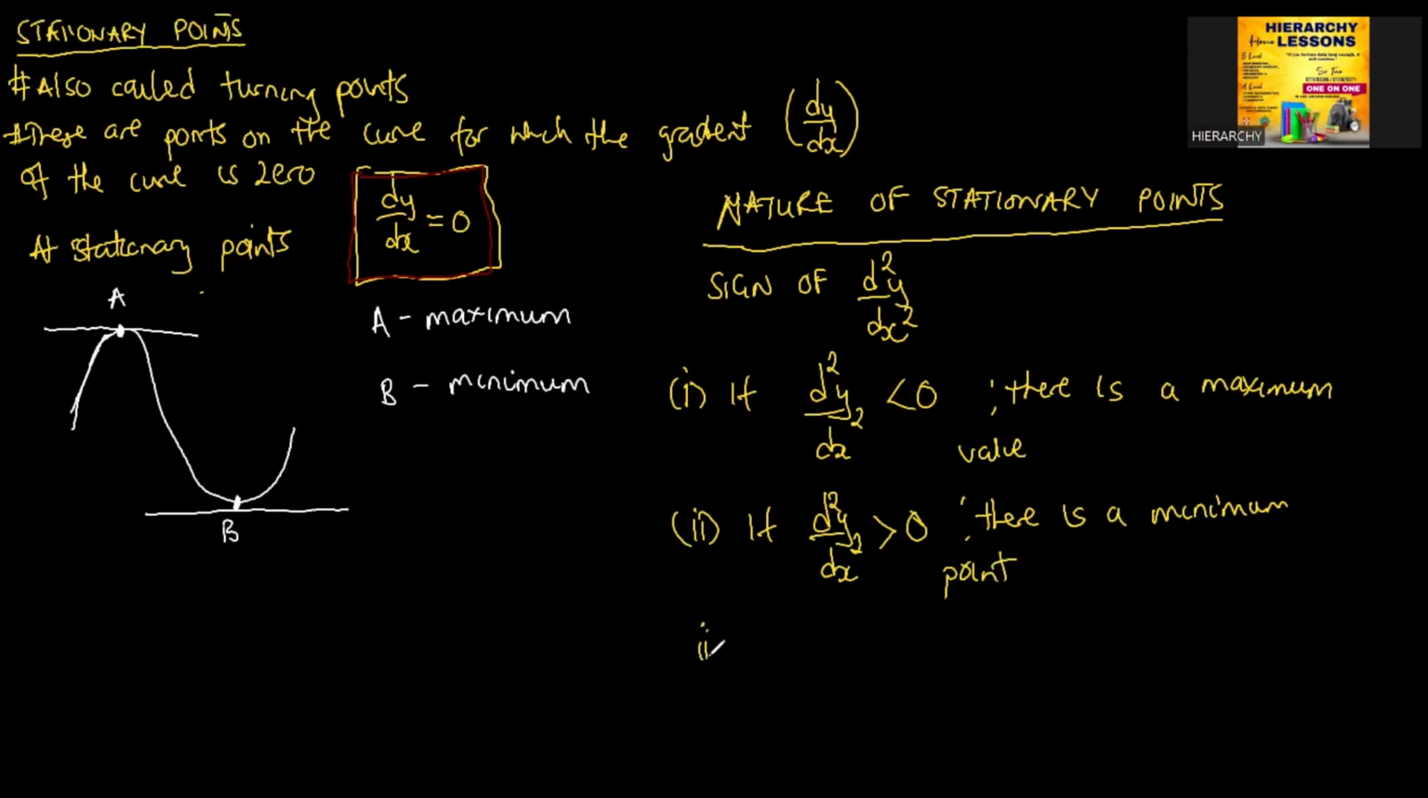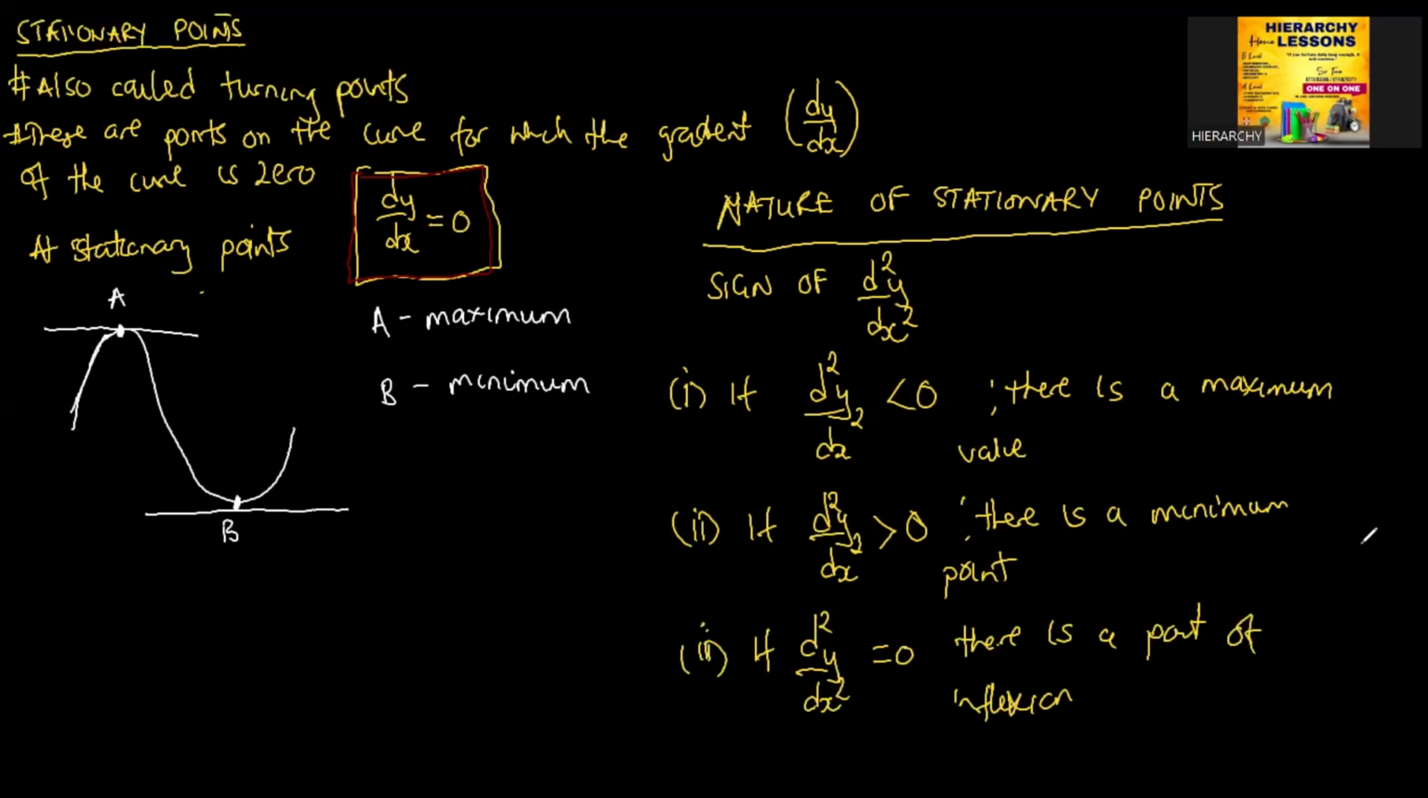And thirdly, if the second derivative is equal to 0, it means there's a point of inflection. What is a point of inflection? A point of inflection is a point where dy/dx does not change sign, so there's no change of sign on either side of the point. The gradient is not changing sign on either side of the point. That's a point of inflection.